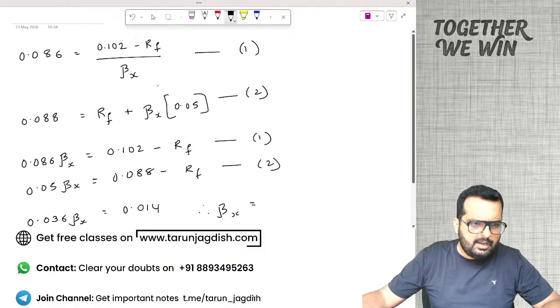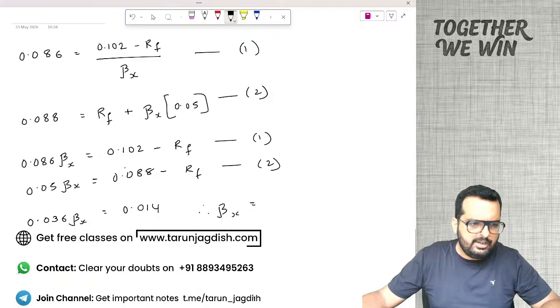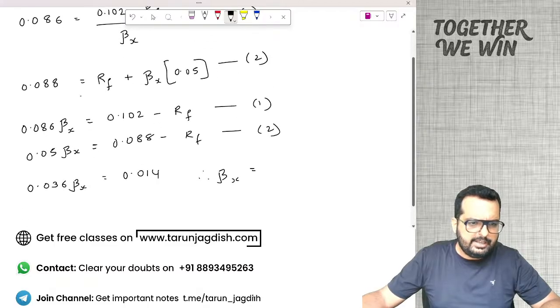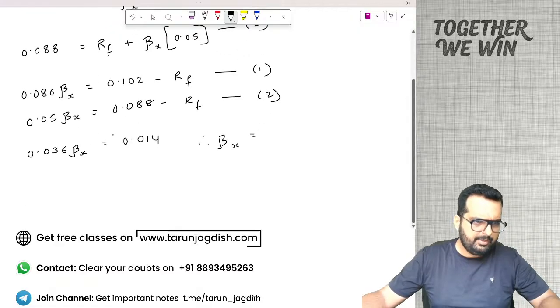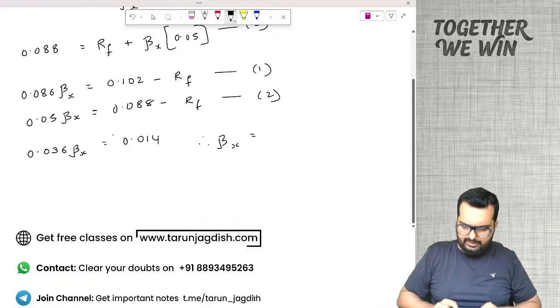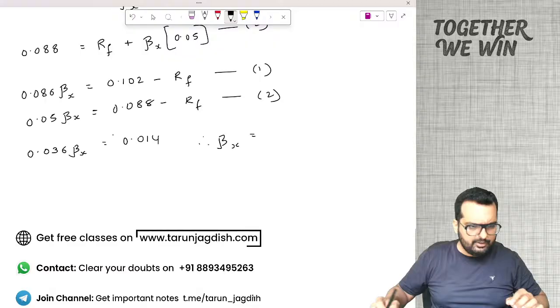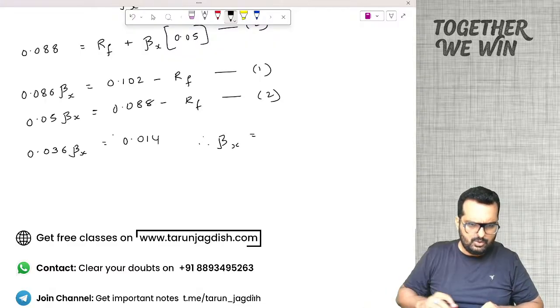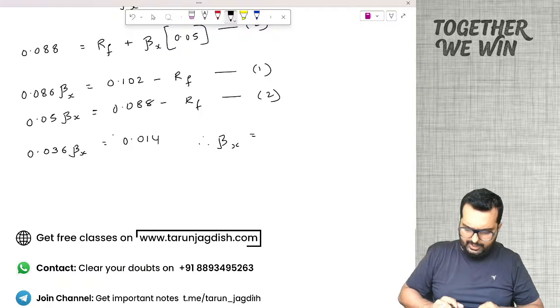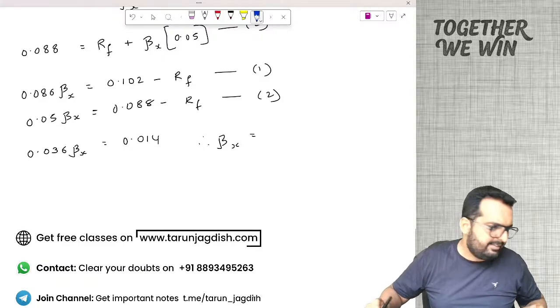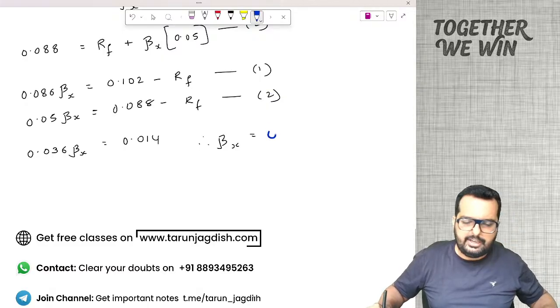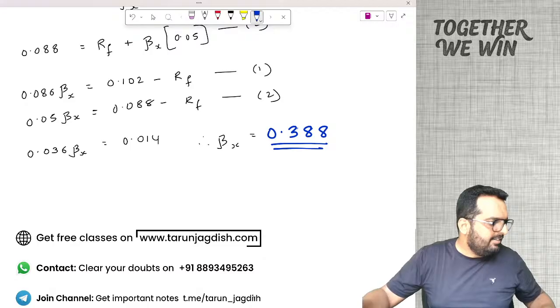0.086 beta x is equal to 0.102 minus RF. So what I did, I took 0.088 minus RF is equal to 0.05 beta x. Correct. 0.086 minus 0.05 is 0.036. Beta x is equal to 0.102 minus 0.088, which is 0.014. So beta x will be 0.014 divided by 0.036. 0.388. Yes, 0.388. My dear friends, Ansari has helped me a lot.